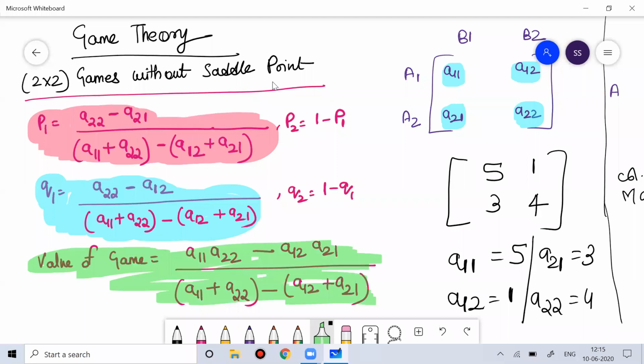Everyone, please write down this formula. All this what I'm talking about will work in the situation when there's a mixed strategy and there's no saddle point. You can see the big heading of this 2 by 2 matrix without saddle point. Once you get the value of P1 and Q1, you can simultaneously find the value of P2 and Q2, and then you can find the value of game. Please write it down, everyone.